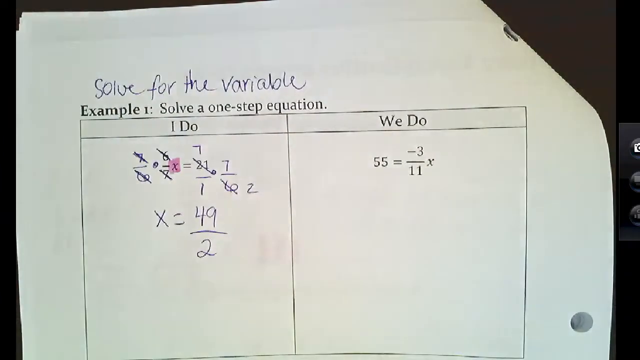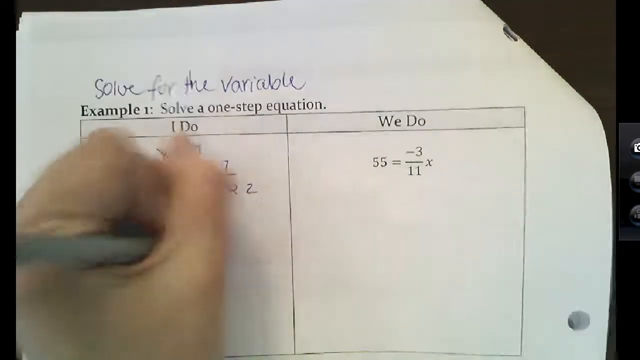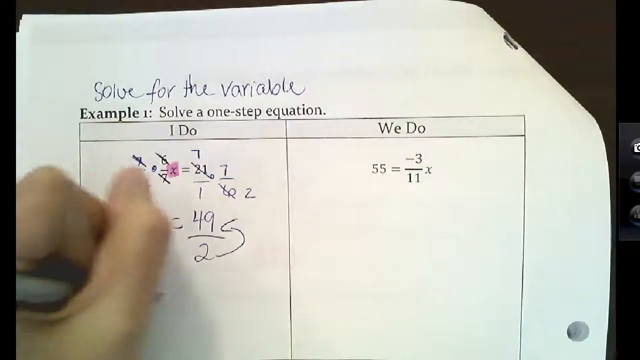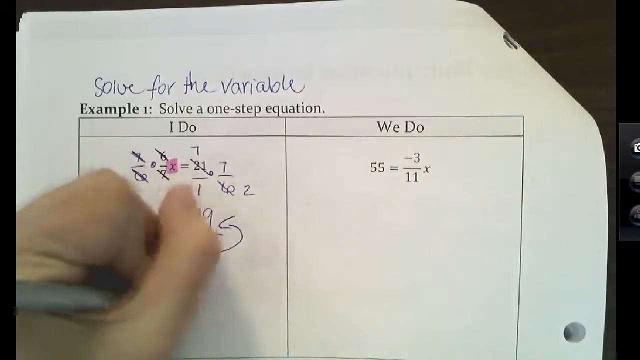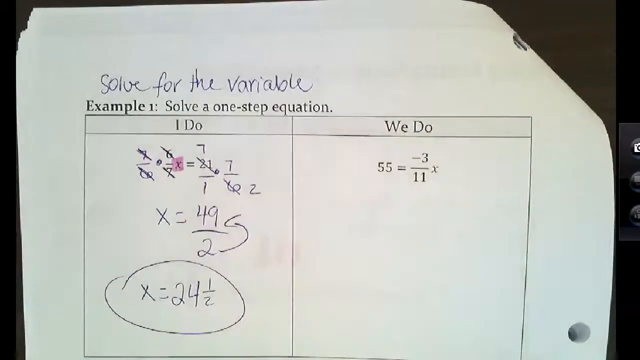And who can raise their hand and finish it for me? That's my improper fraction. I want a mixed number. And 2 goes into 49 a lot of times, just to give you a heads up. Raise your hand. Very good. 24.5 is equal to x.